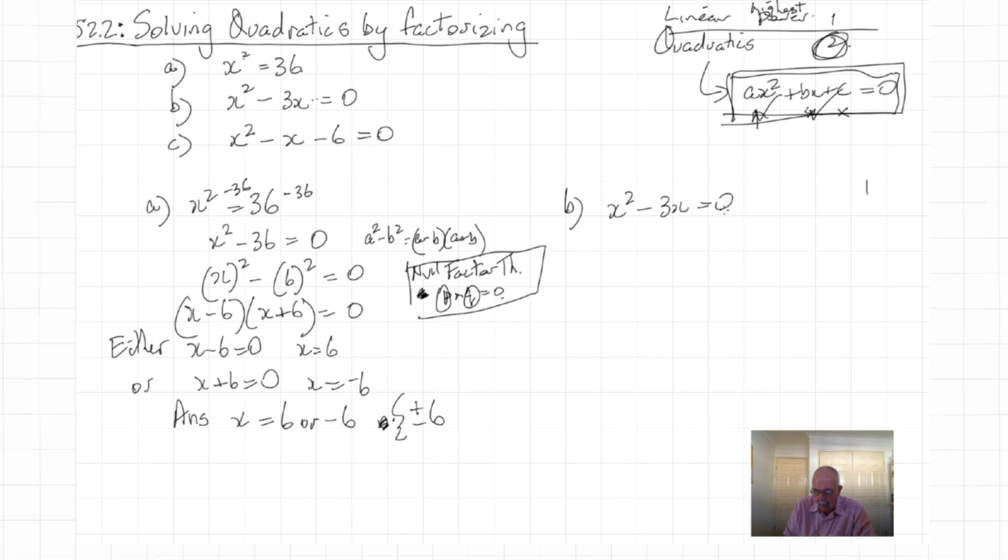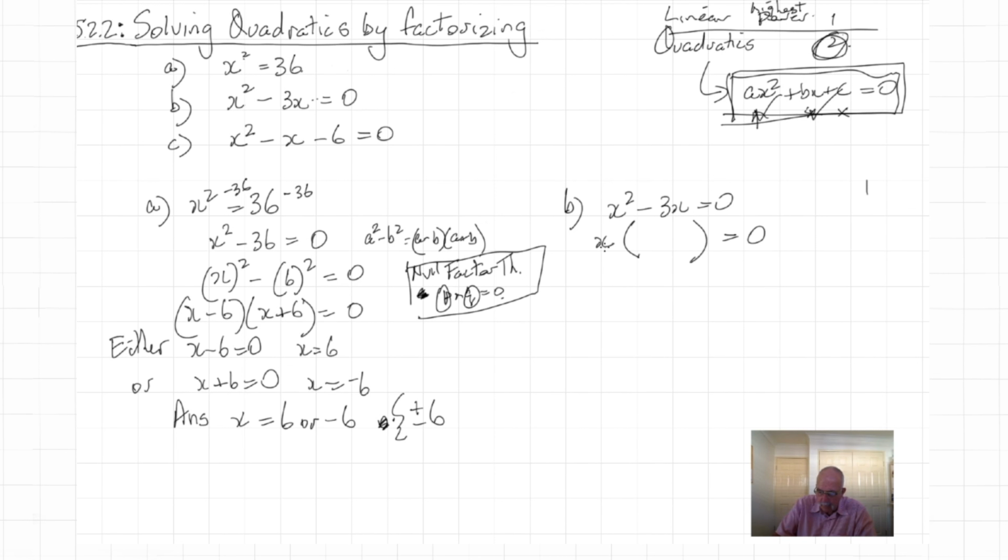And we look for a common factor. Always look for a common factor. Are there any factors of x squared and 3x? Something that'll divide into both x squared and 3x evenly. Yes, x. Put it out the front.